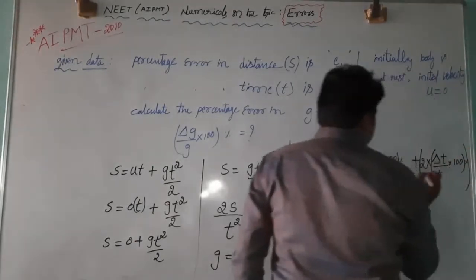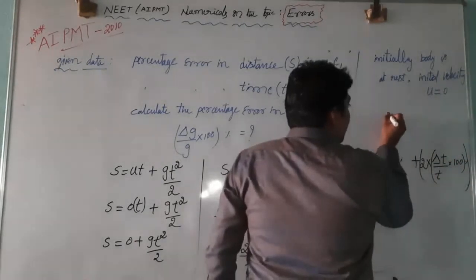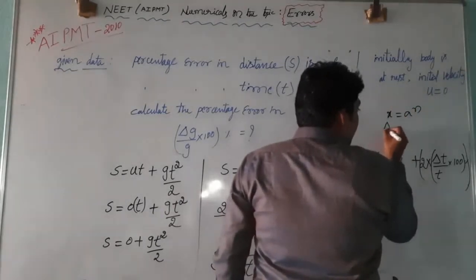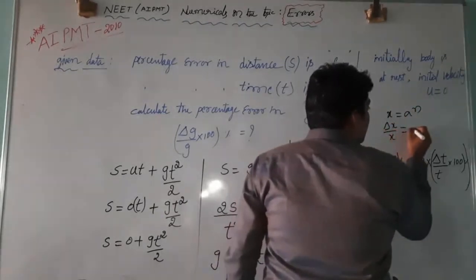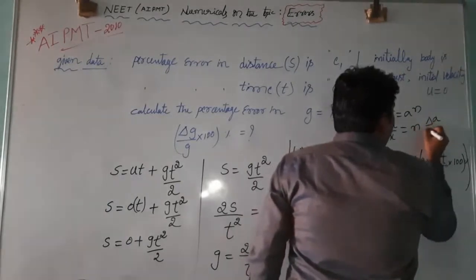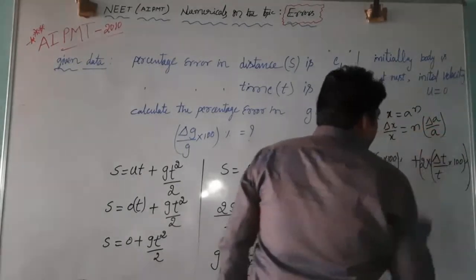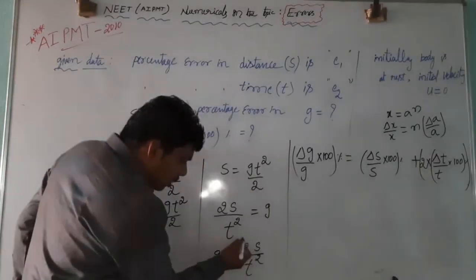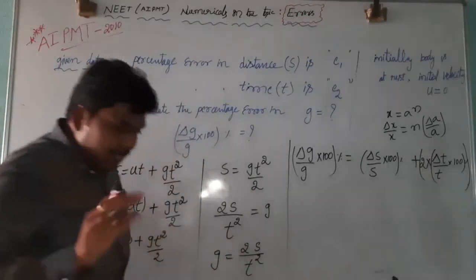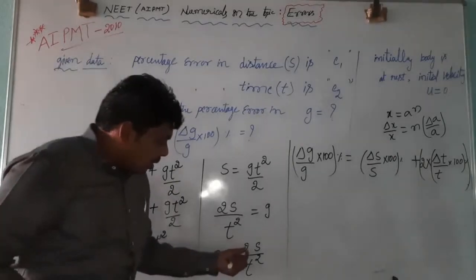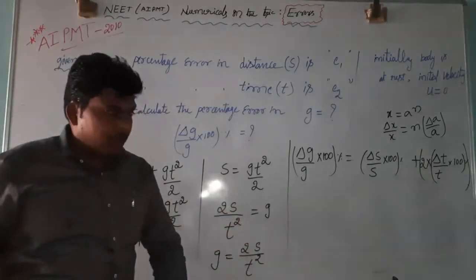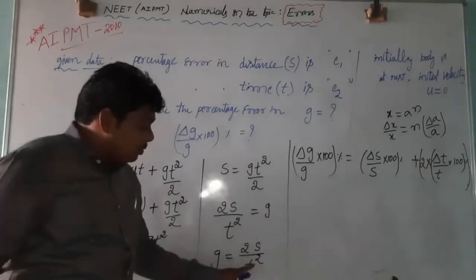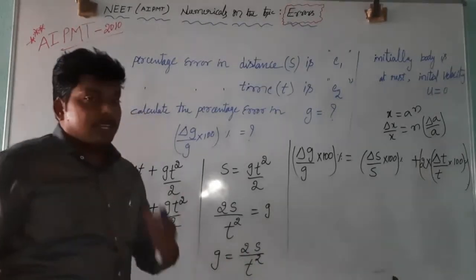Why? Because x is equal to a to the power n. What is the formula? Delta x by x is equal to n into delta a by a. In the previous one also I explained. But you may think that whatever the proportionality constant values are, we should not consider them. But we can consider the values which are in the powers of the physical quantities.